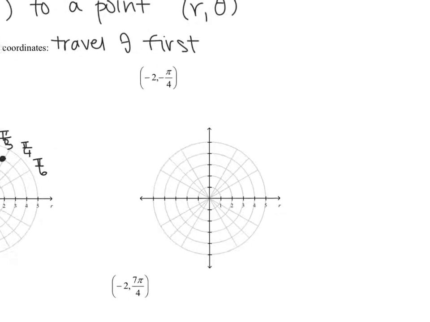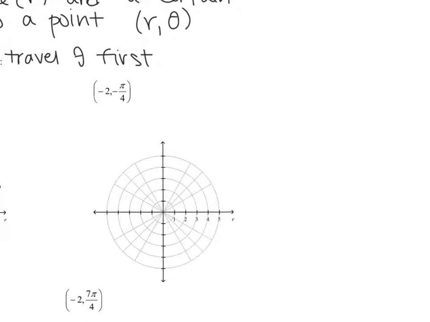Okay. Next, we want to graph the point (-2, negative pi over 4). So the first thing we're going to do is travel that negative pi over 4, which is going to be down into the 4th quadrant. And then if I travel out to 2, this is a radius of +2. If I want a radius of -2, I then go in the opposite direction out 2. So over here would be the -2, along the same angle. So this would be my point (-2, negative pi over 4).